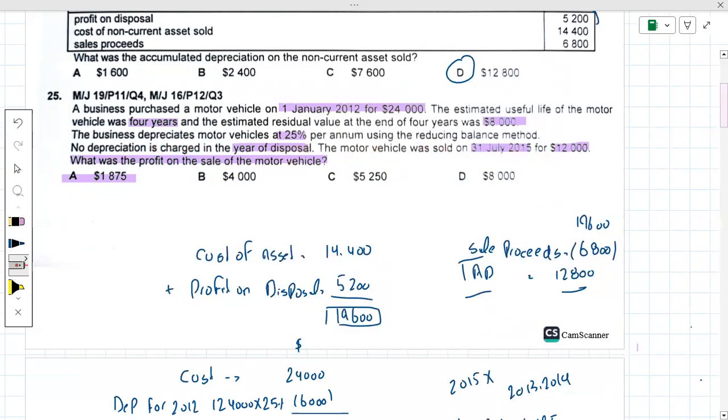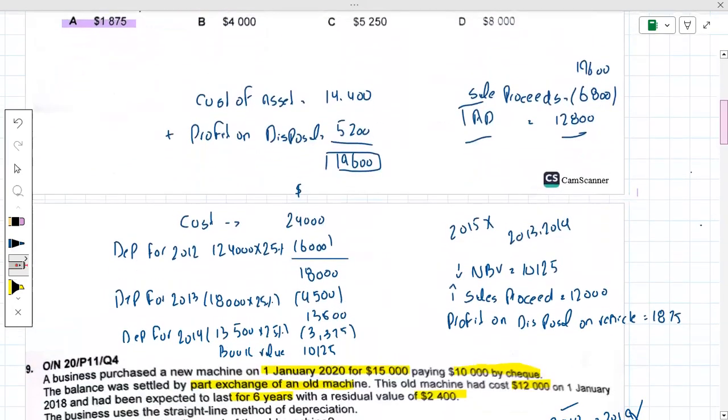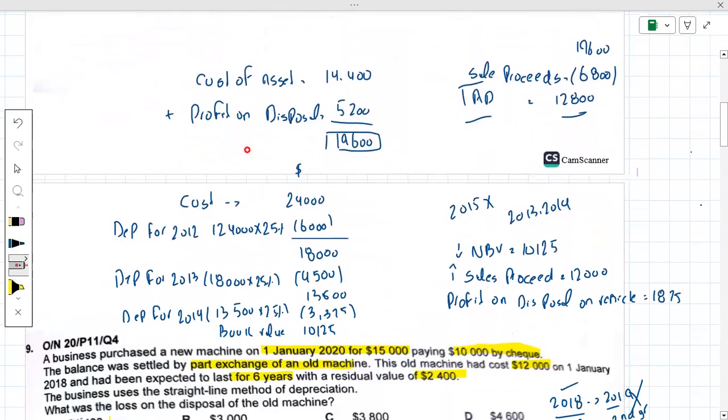This is very easy because we know what type of formula we are going to use. Basically, first of all, we have to find out the net book value, and after that we will compare the sale proceed with the net book value. If we get a negative answer, it means that this is a loss on disposal. And when we get a positive answer, it means that we get a profit on disposal. So first of all, the cost of the asset was $24,000.